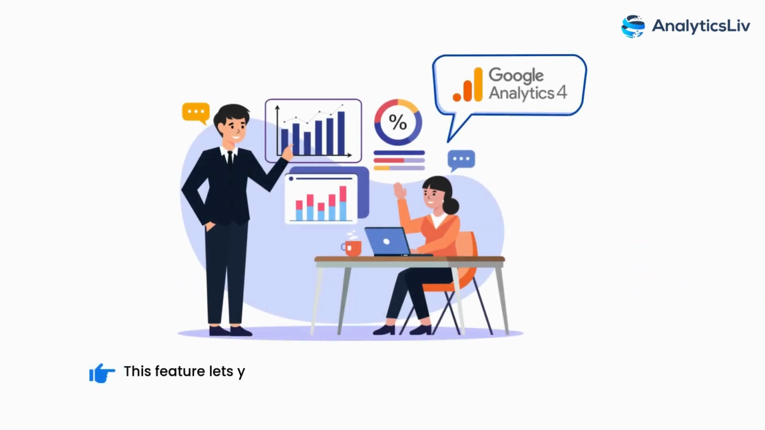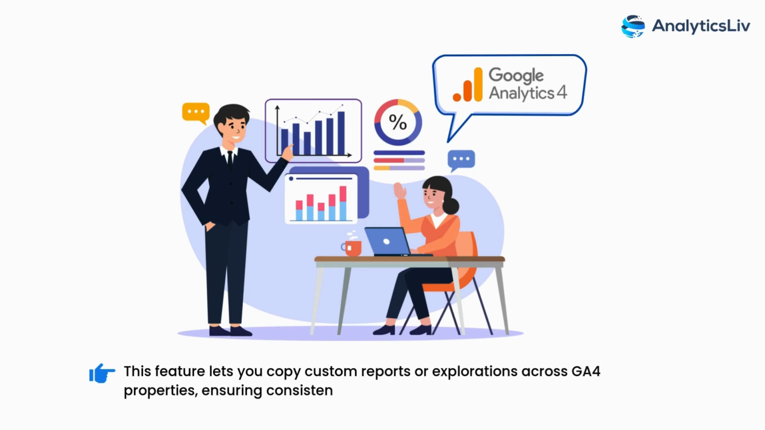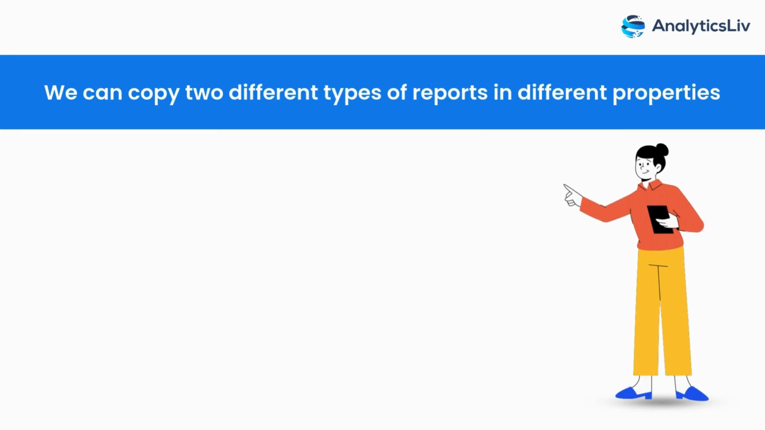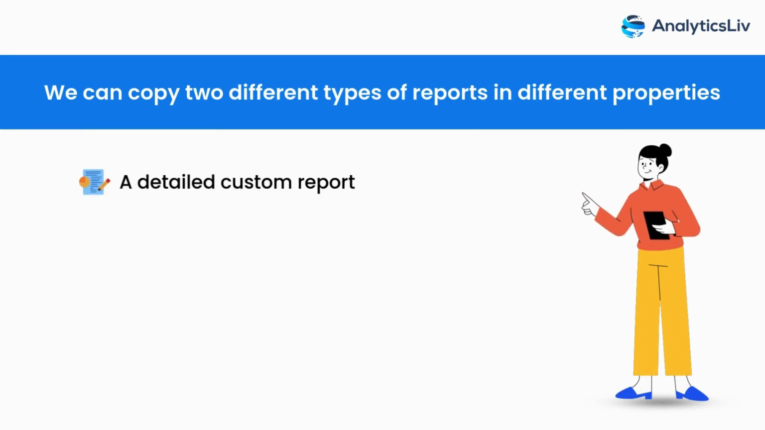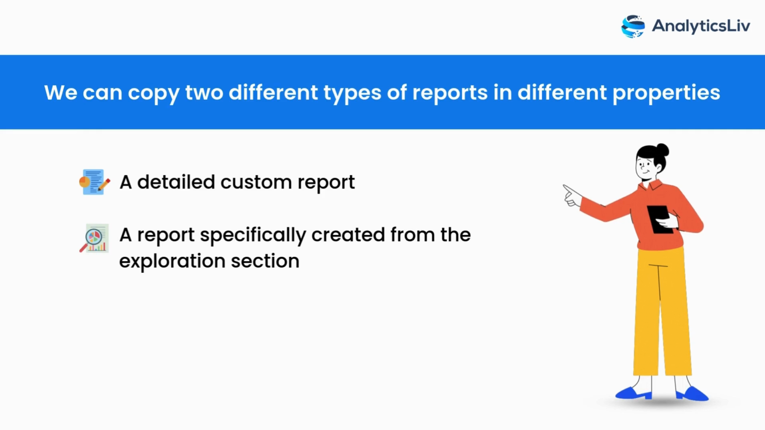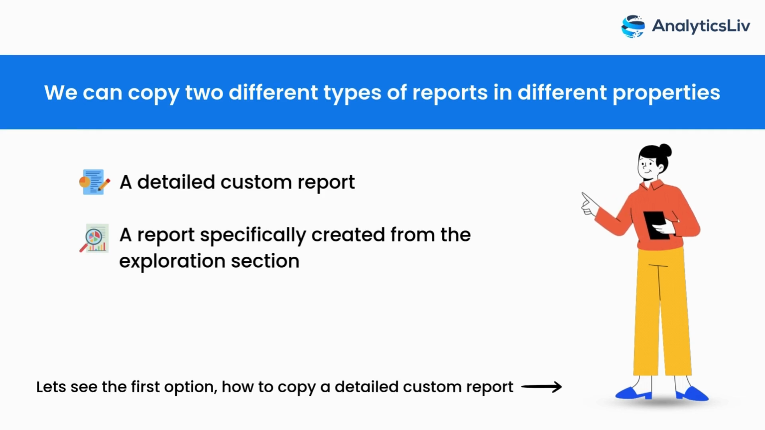This feature lets you copy custom reports or explorations across GA4 properties, ensuring consistency and saving time. We can copy two different types of reports in different properties. First is a detailed custom report. Second is a report specifically created from the exploration section. Let's see the first option, how to copy a detailed custom report.